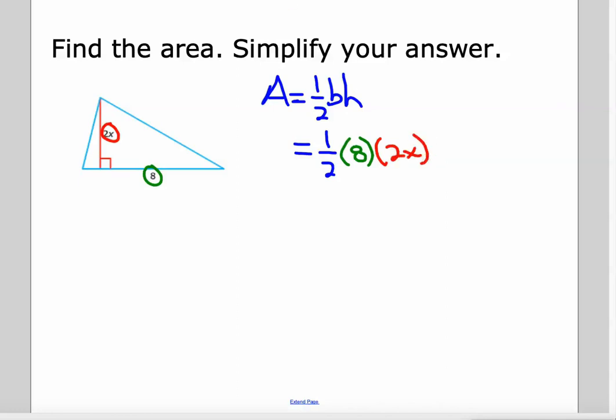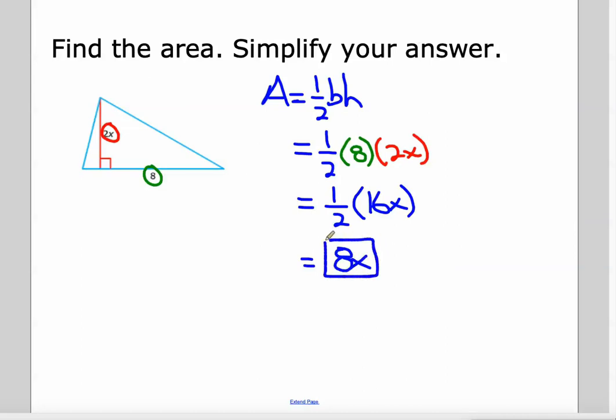And actually, I'm not going to do 1/2 of 8. I'm going to think about this as half of 16x, because that's what 8 times 2x is. So remember, multiplication is just repeated addition. So when I say 8 times 2x, I'm saying 2x plus 2x plus 2x plus 2x plus 2x plus 2x plus 2x plus 2x. I said 2x 8 times there, by the way. So now I can do half of that 16x, which is 8x.